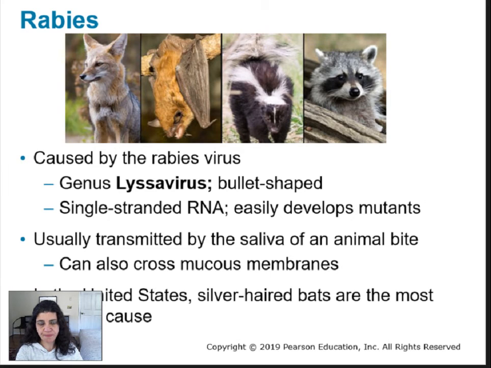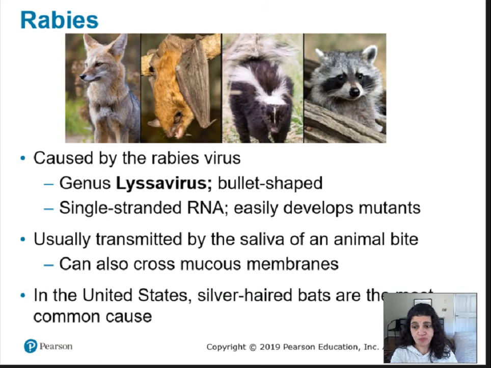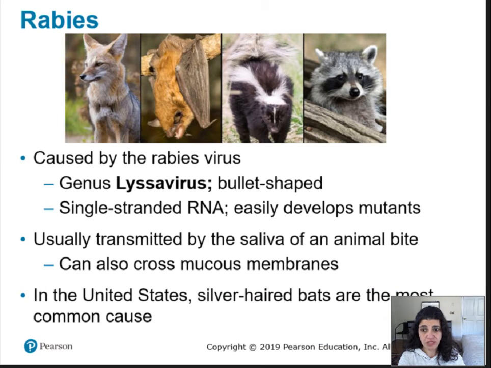Now let's talk about rabies. Rabies is caused by a virus belonging to the Lyssavirus genus, okay? They're single-strand RNA viruses and easily develop mutants, so that's a problem with rabies. That's why dogs need to get vaccinated either every year or every 3 years, because there is a lot of mutation. This disease is transmitted through the saliva of animals. So the animal bites you, and that wound, which has contact with the saliva, is what makes you contract rabies.